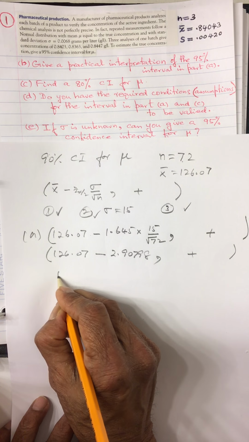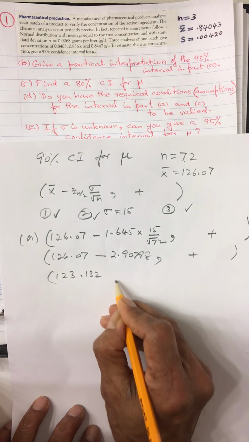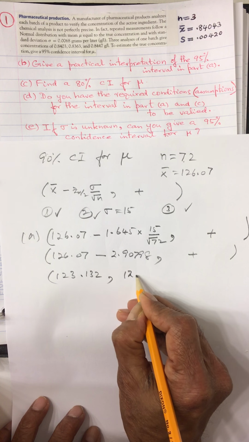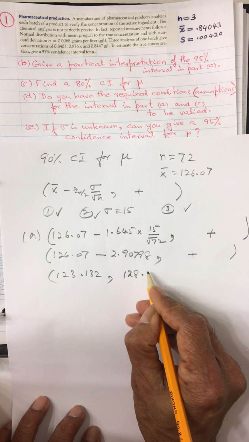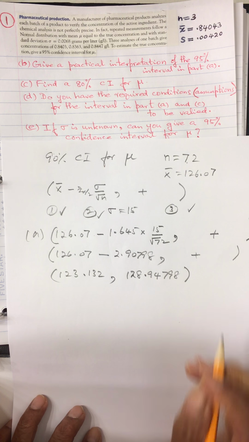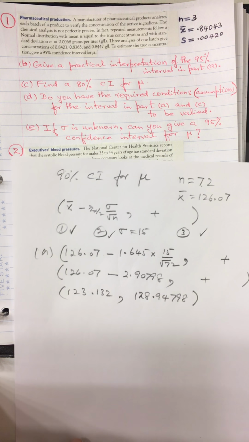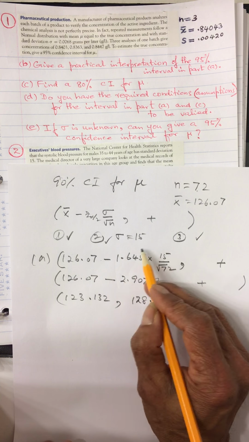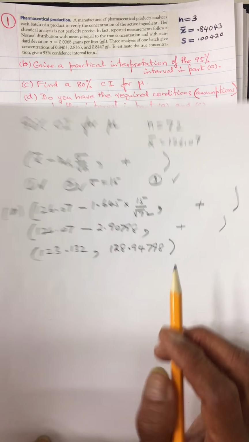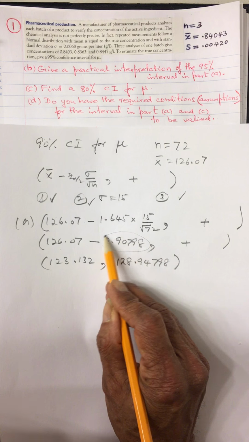So this is going to be 123.132 all the way up to 128.94798. Okay, so that's the confidence interval. So say, for example, if you want 95%, change that number to 1.96. Okay, the margin of error, that is the part of the margin of error right there.